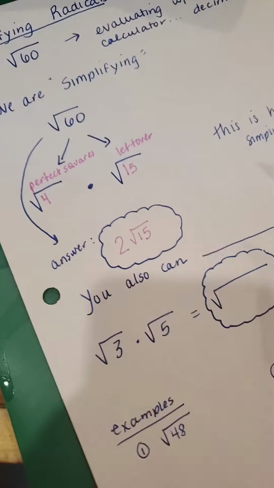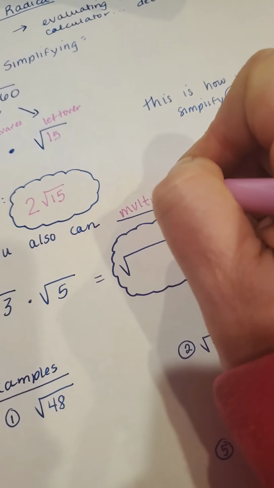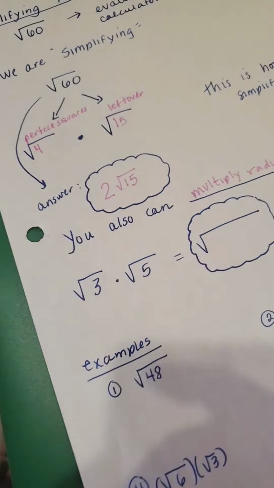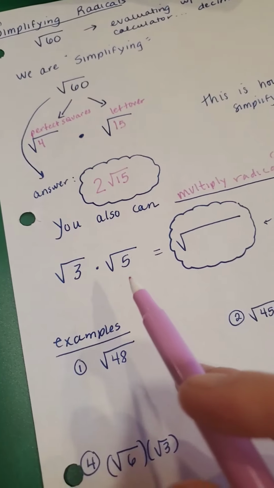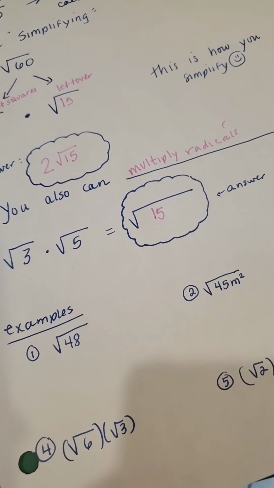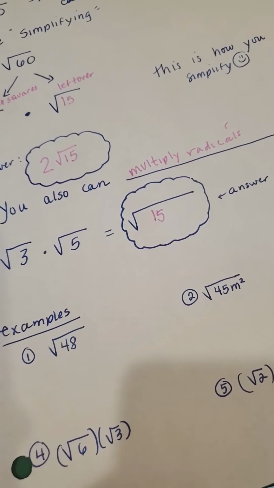So you can also multiply radicals. In other words, if you had the square root of 3 times the square root of 5, that's equivalent to the square root of 15. That's just your answer. Depending on what the question says, you can either build up or break apart.